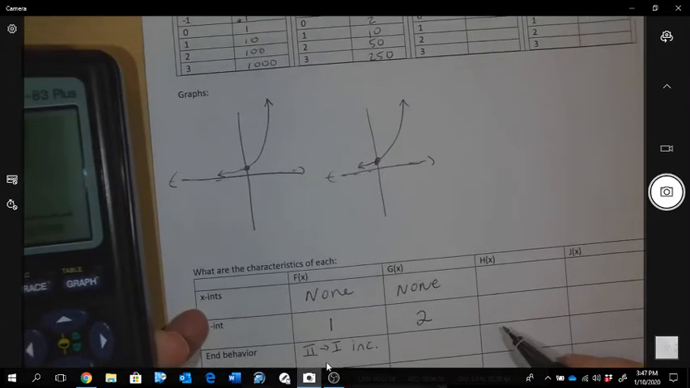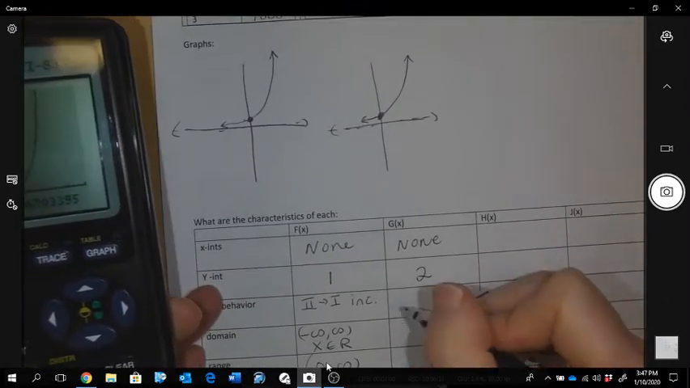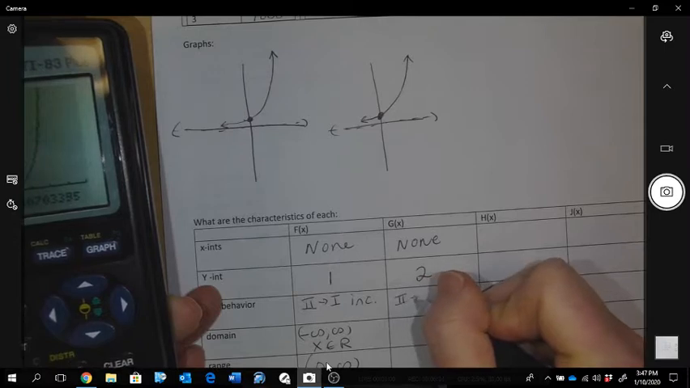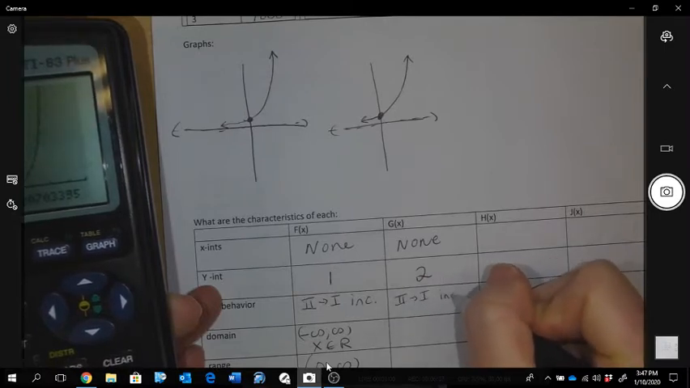So the y-intercept is 2, and the end behavior is the same. So from quadrant 2 to quadrant 1, we're increasing.